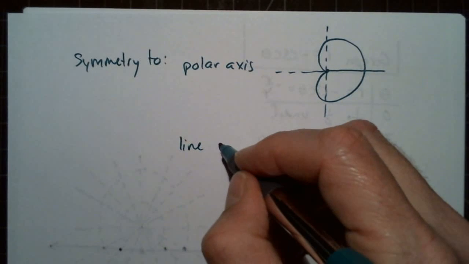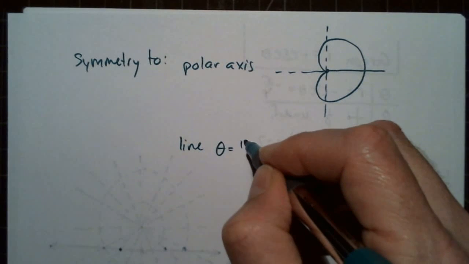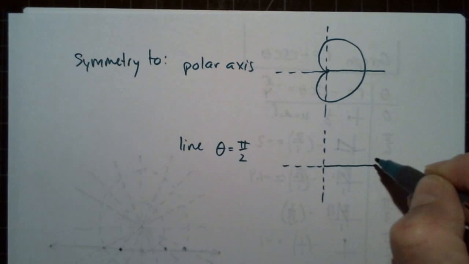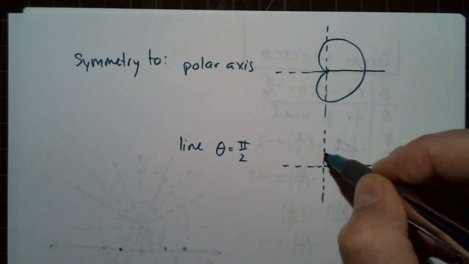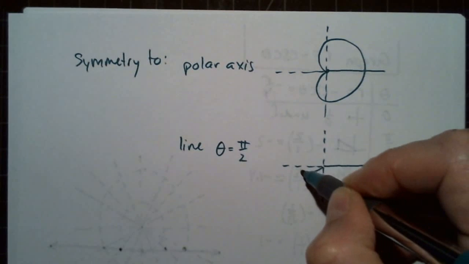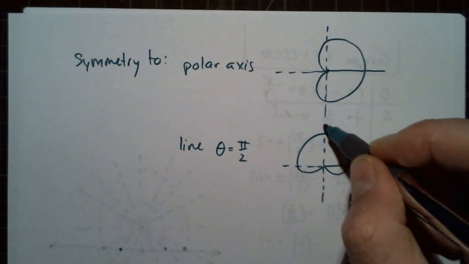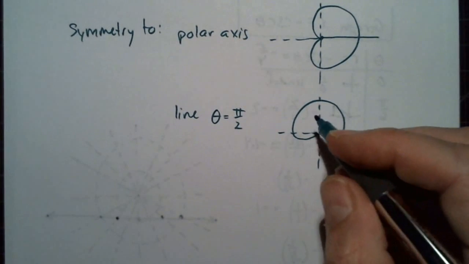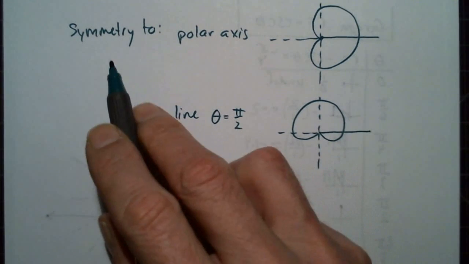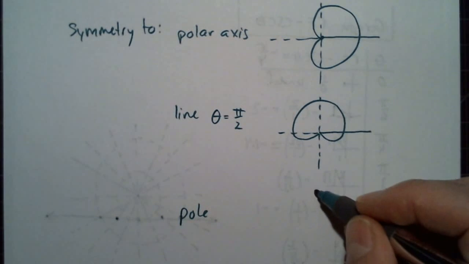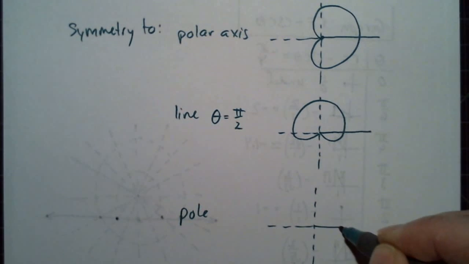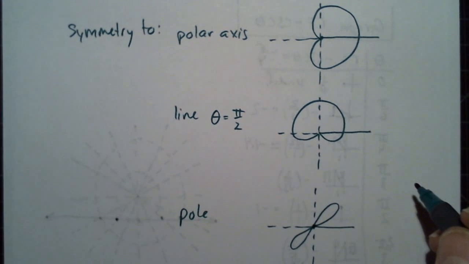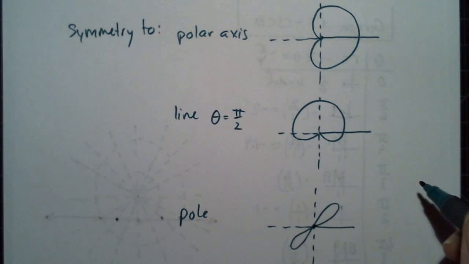Symmetry to the line theta equals pi over 2. So if we have the polar axis, here's the line pi over 2, and we might have something that looks like that, where it's the same on both sides of the line pi over 2. And then we can have symmetry to the pole. So here's the pole, and something that's symmetric to the pole could look like that.